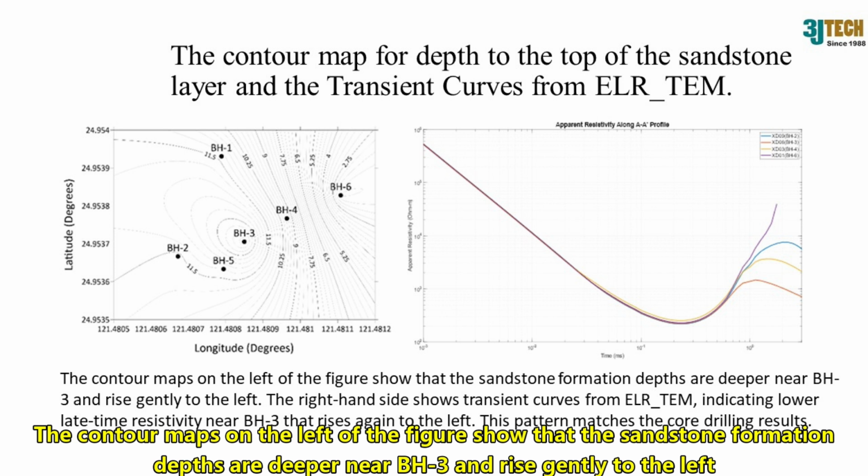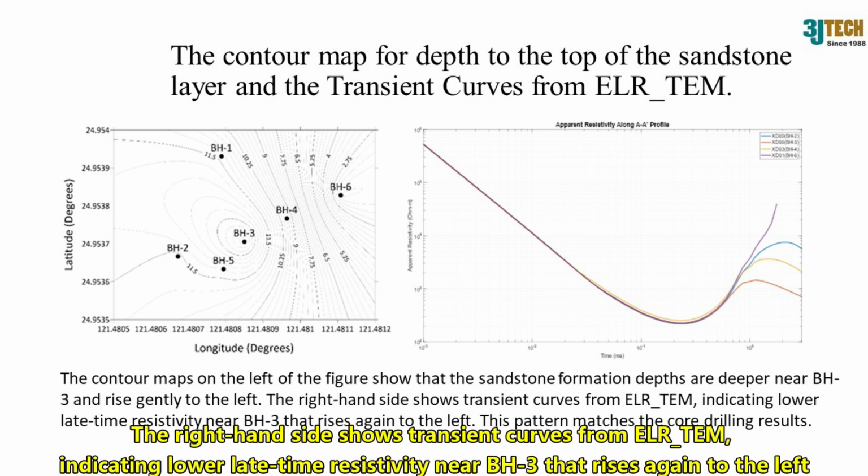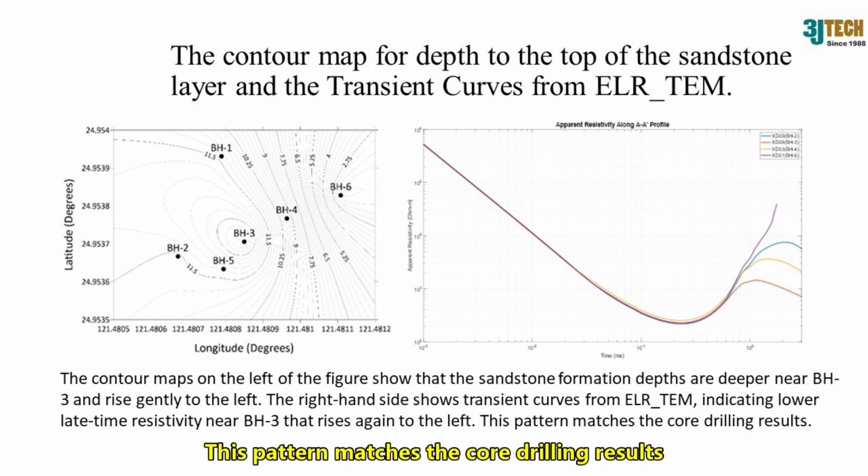The contour maps on the left of the figure show that the sandstone formation depths are deeper near BH3 and rise gently to the left. The right-hand side shows transient curves from ELR_TEM, indicating lower late-time resistivity near BH3 that rises again to the left. This pattern matches the core drilling results.